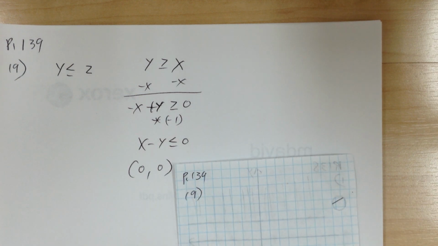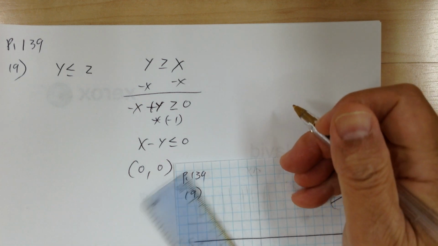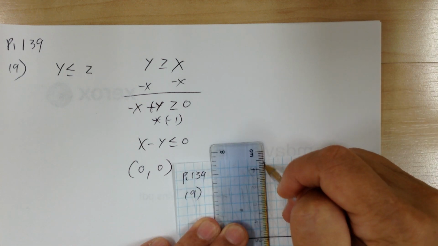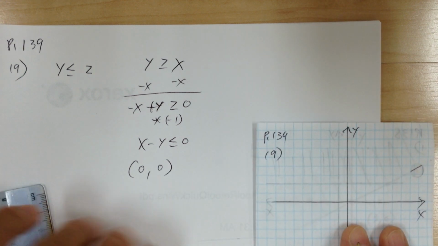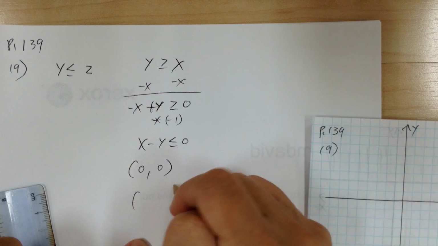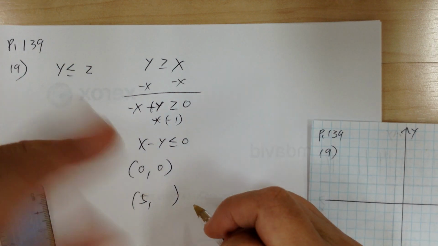Okay, but now you have a problem because you have only one point. So you have to get another point. So I'm going to let x equal to like 5. You can just use a random number. You can choose any number.